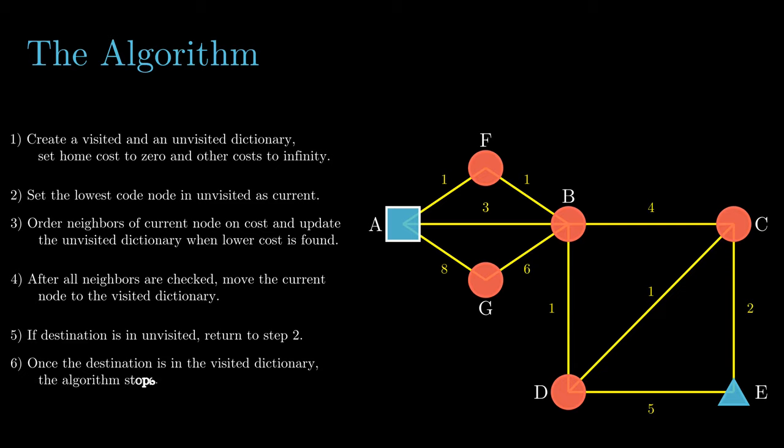So, first we construct two dictionaries. We put all the nodes in the unvisited dictionary together with the information on how to get there and at what cost. We will set the route of our home node to itself with a cost of 0 while setting all the other costs to infinity. Let's do that first.